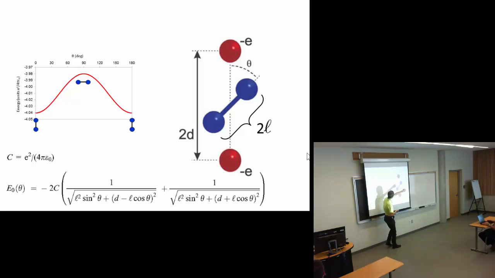If I would put just a point nucleus here, then however you rotate the point, you would have the same energy. So for a point nucleus, you would have a flat line. For this complicated nucleus, you have something that is different. So we have a hyperfine interaction.